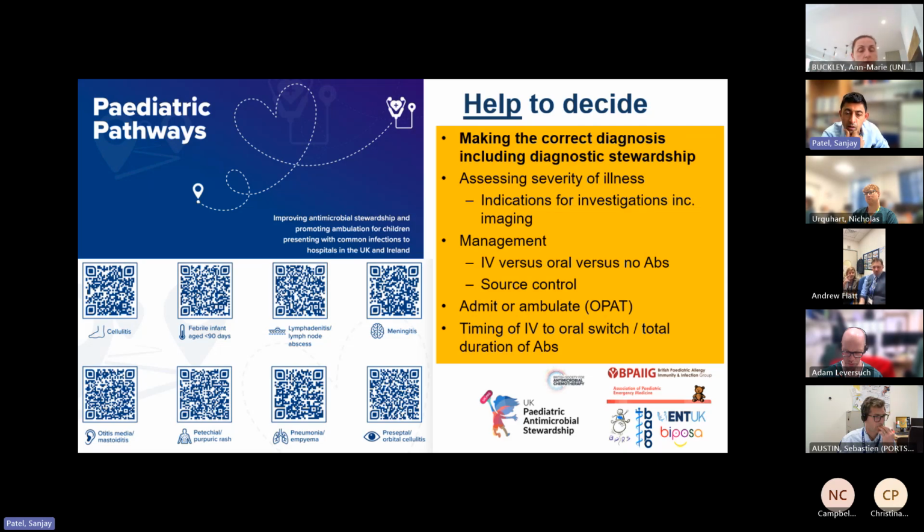it's indicated, what red flags should prompt you to do more imaging, information about source control and when it's required and when it should be considered, information about admission versus ambulation, and then bits about IV to oral switch and total duration of antibiotics. So a wealth of information there.